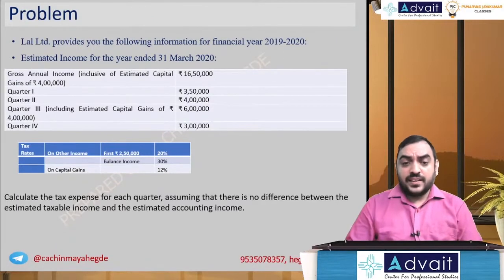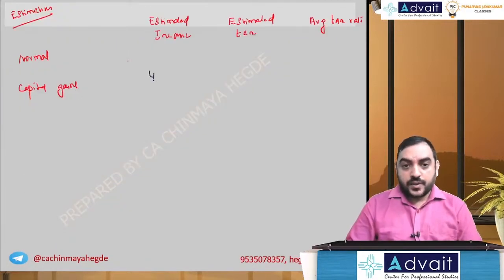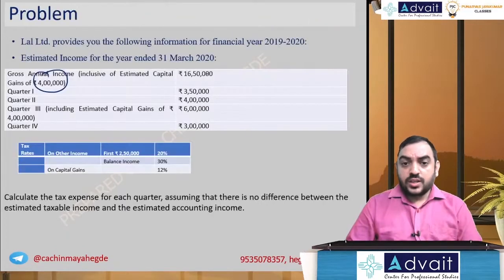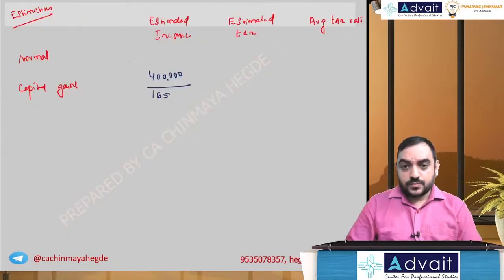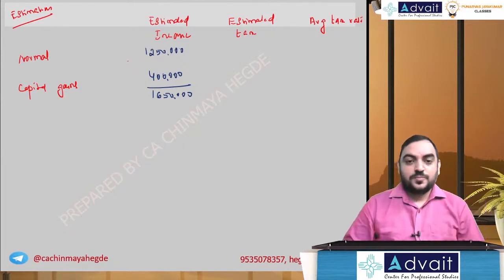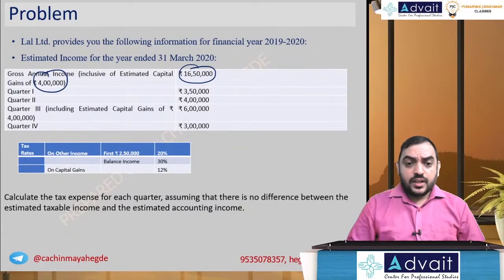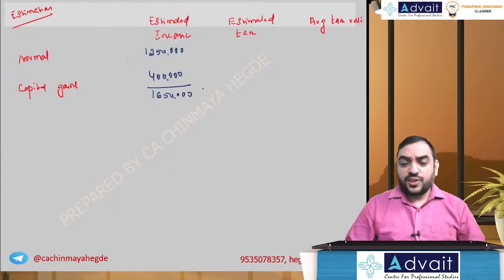Okay, so what's the capital gain? They said capital gain is 4 lakh. So total becomes 16 lakh 50,000, out of which 4 lakh is capital gain. So what's the normal income? 16 lakh 50 minus 4 lakh, it will be 12 lakh 50,000. Then tax rate. What tax rate? Capital gain 12%, straightforward. So 4 lakh into 12%, 48,000.